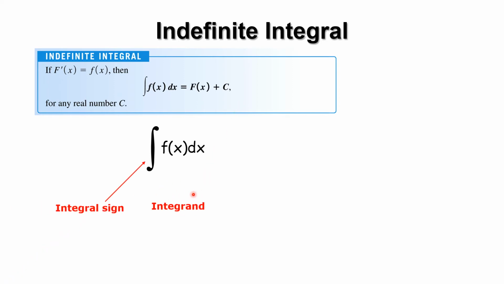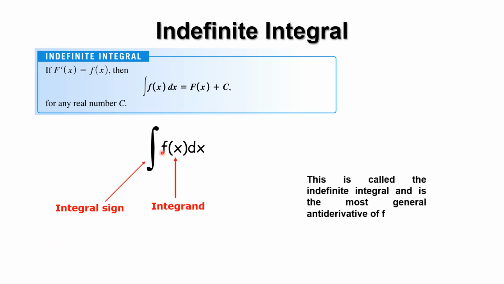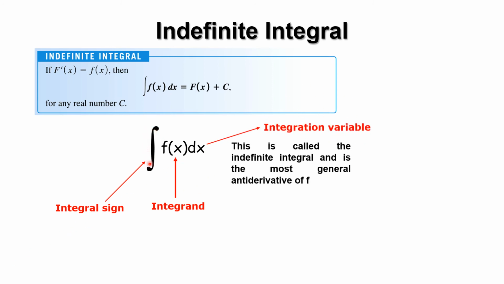For example, this is known as the integral sign. f(x), the function being integrated, is known as the integrand. And dx simply means the variable that you are integrating with respect to.